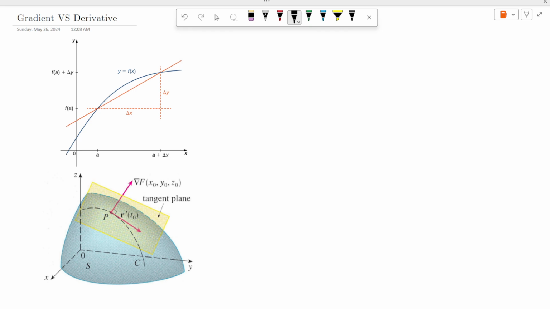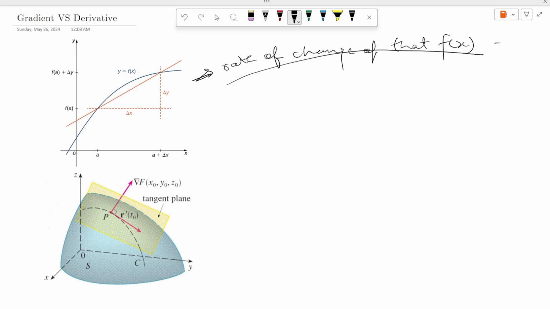So a derivative of a function basically tells us about the rate of change of that function, right? It tells us about the rate of change of that function with respect to a certain basis vector. So it could be the x-axis or y-axis or anything. It depends on how you're mapping your function, but it basically tells you about the rate of change of a function, right? It tells you about the tangent of a function.